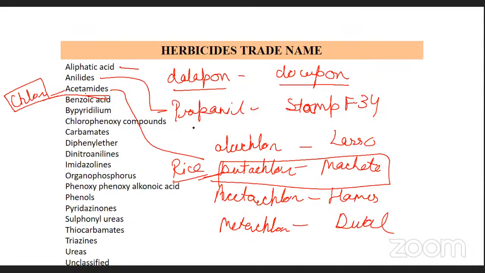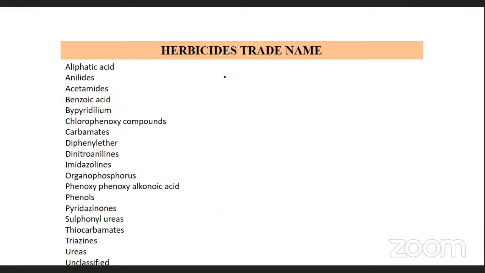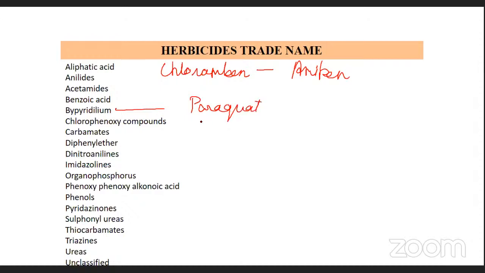Okay. Then in benzoic acids, we have chloramben, and the trade name of chloramben is Amiben. Okay, then in bipyridylium, I told you paraquat and diquat. The paraquat trade name is Gramoxone, and diquat trade name is Reglone.